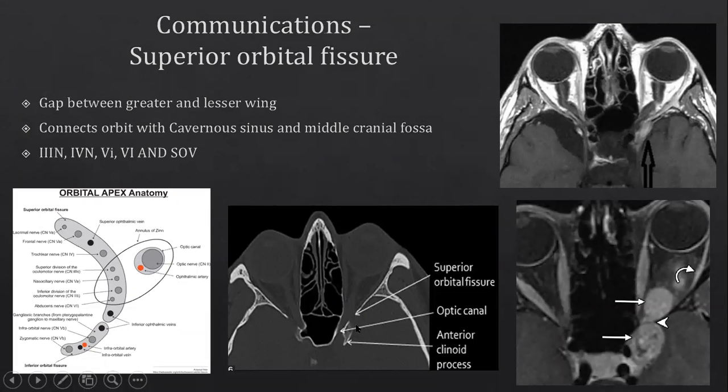So here we have the superior orbital fissure, which is lateral and slightly inferior to the optic canal, and it is located between the greater and the lesser wings of the sphenoid sinus. And if I just ask you to concentrate on this slide, the optic canal will transmit the optic nerve, which is going to be here.